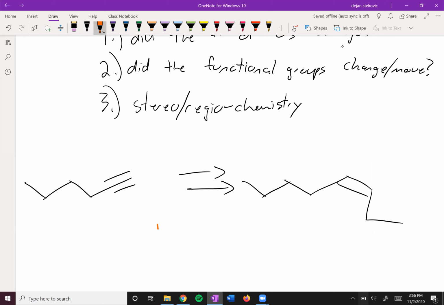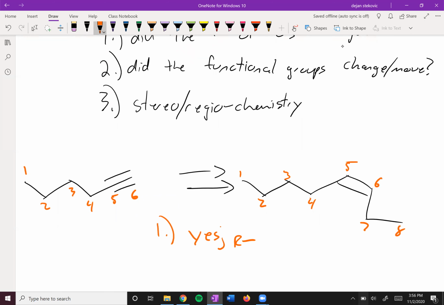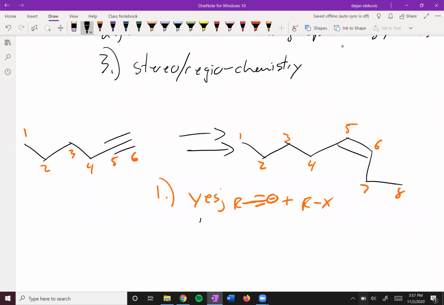And so, right, the number one question we want to ask ourselves is, did the number of carbons change? And so we have 1, 2, 3, 4, 5, 6 carbons here. 1, 2, 3, 4, 5, 6, 7, 8 carbons here. And so the answer is yes, they did change. And so since it increased, we know we have to have some kind of acetylide ion added to some kind of alkyl halide. And so not only do we know it changed, we know it changed by 2 carbons. We have 2 extra carbons.